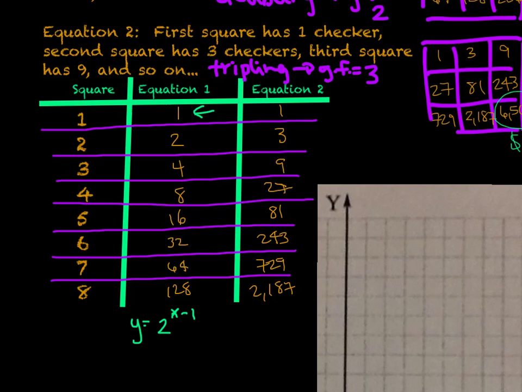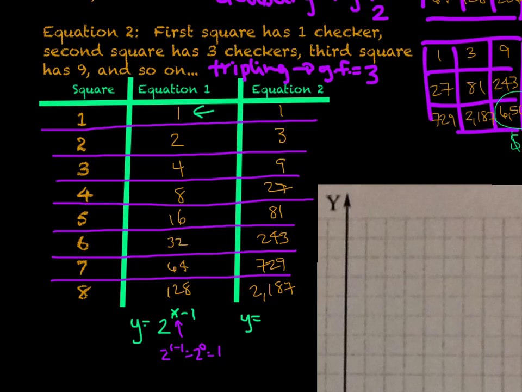Because we know that if we put 1 into our exponent, into that x, if we said 2 to the first power minus 1, we'd end up with 2 to the 0 power, which is equal to 1, and that represents that first square. And from there, we could also say 2 to the second minus 1 would equal 2 to the first power, and we get 2 and so on, and we'd start to see that doubling. As well, we need to create an equation for our other one.